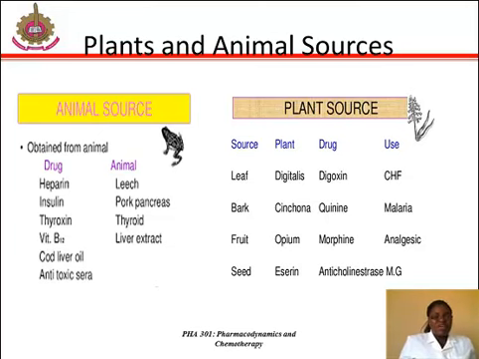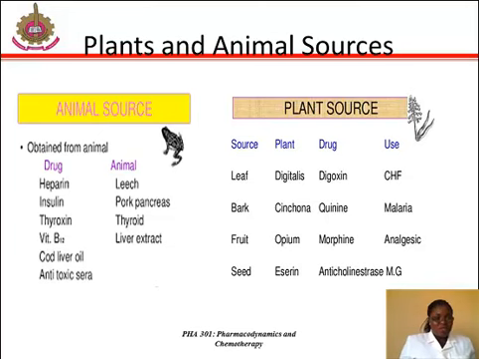The plant source, we can use the leaf of a plant. You can derive digitalis, which is used to make digoxin and is used in chronic heart failure. The bark, you can get cinchona, which is a source of quinine, which is used in treating malaria. Fruits can be a source of opium, which is used to make morphine and is used as analgesic.